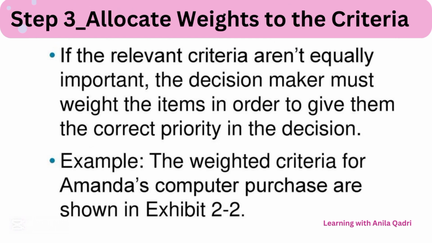Step 3. Allocate weights to the criteria. If the relevant criteria are not equally important, the decision maker must weigh the items in order to give them the correct priority in the decision. For example, the weighted criteria for Amanda's computer purchase are shown in Figure 2.2.